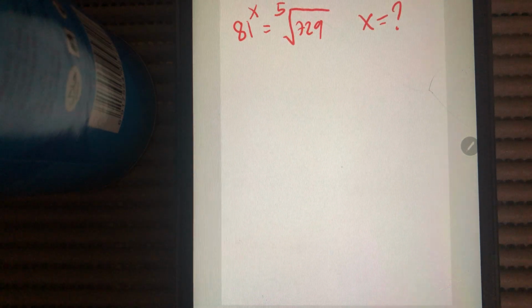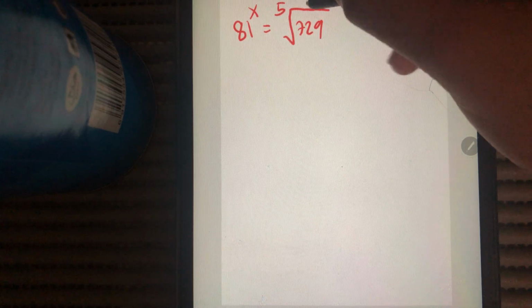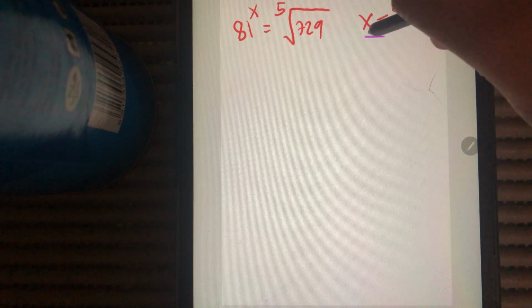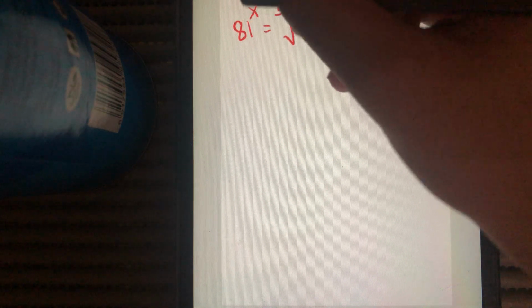In this video, we're given an exponential equation: 81 power x is equal to 5th root of 729. And we have to find the value of x. Let's focus on the 81 power x.